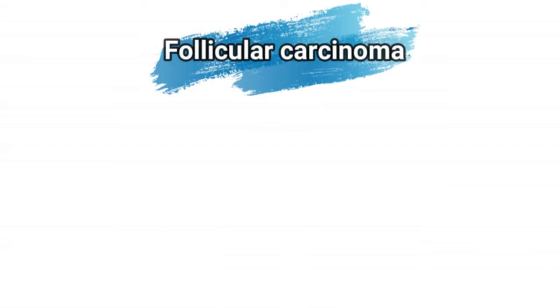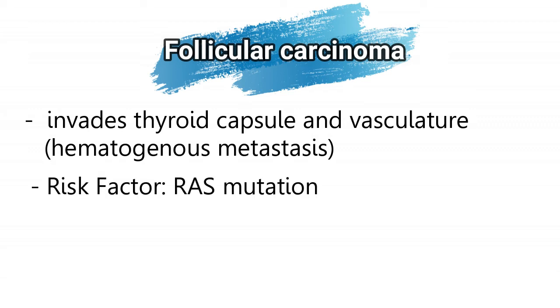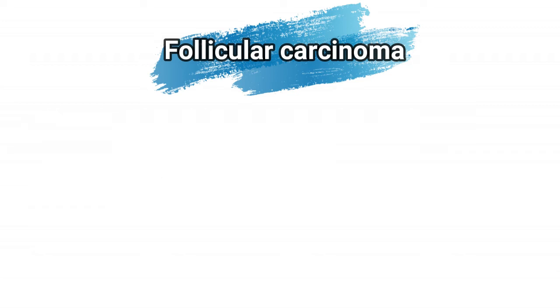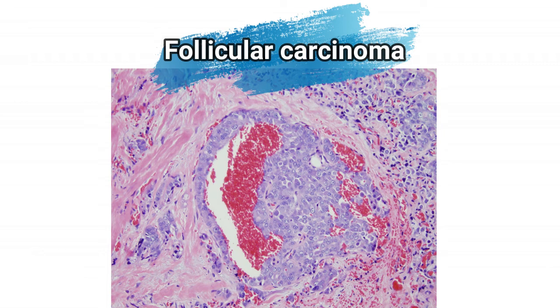Next we have the follicular carcinoma, which is highly characterized by invasion. It will usually invade the capsule and the blood vessels within the thyroid, so it will spread hematogenously. The risk factor is RAS mutation. Here you can see the follicular carcinoma invading the capsule, and here it's invading the blood vessel.